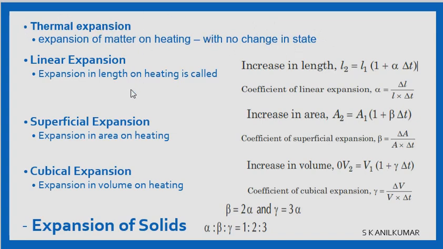The thermal expansion can be linear. Linear means lengthwise. So the increase in length is L2 equals L1 into 1 plus alpha into delta T. What is delta T? Change in temperature. L2 is the new length. L1 is the previous length before heating. What is alpha? Alpha is called the coefficient of linear expansion, and the coefficient of linear expansion is delta L by L into delta T. Delta L is change in L, delta T is change in temperature.